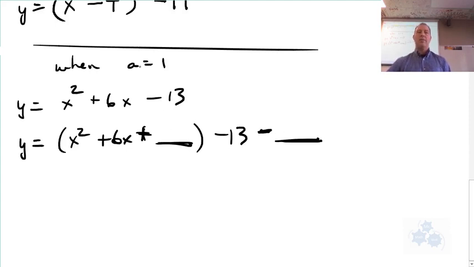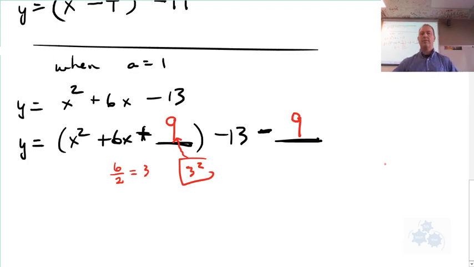And we need to find out what number goes in here. Well, 6 divided by 2 is 3. 3 squared goes in here. So this is 9. So we add 9 inside the brackets, and we subtract 9 outside the brackets. It's as easy as that. Half of the b value, half of this x term value, square it, and you put it inside. And then you also subtract it here.